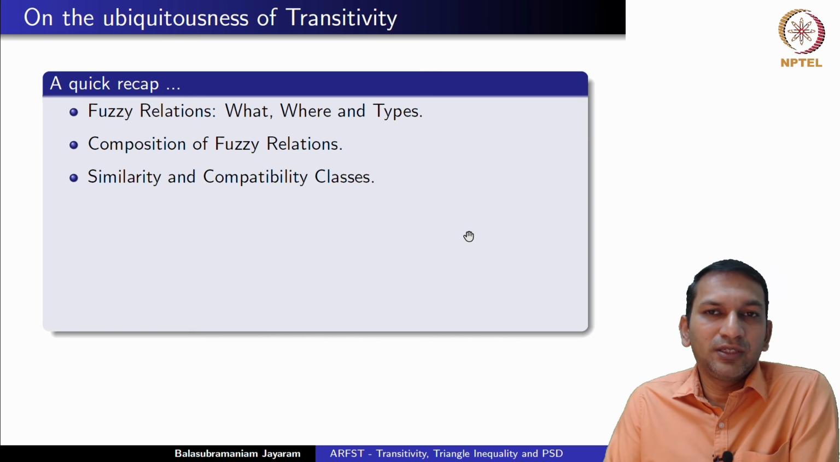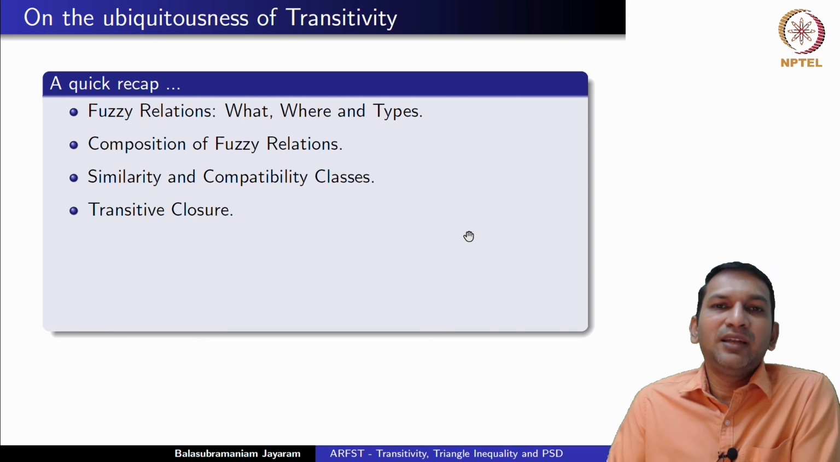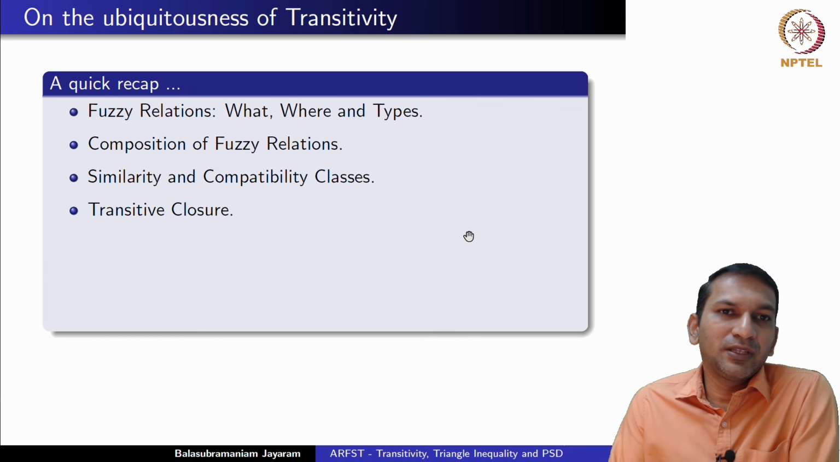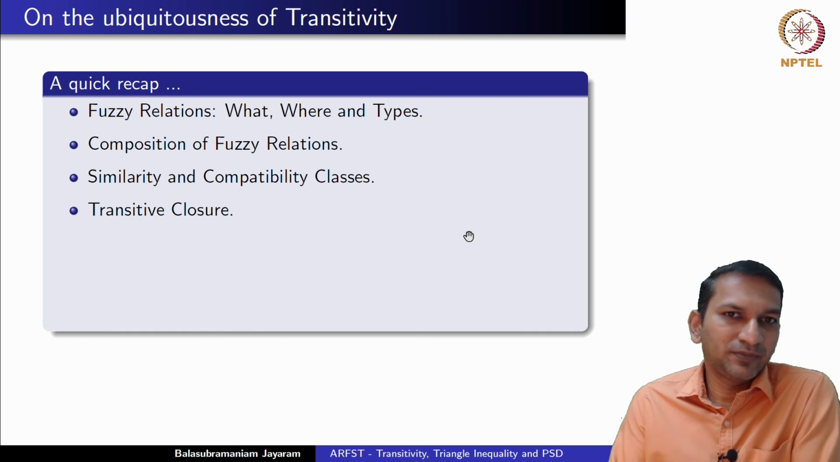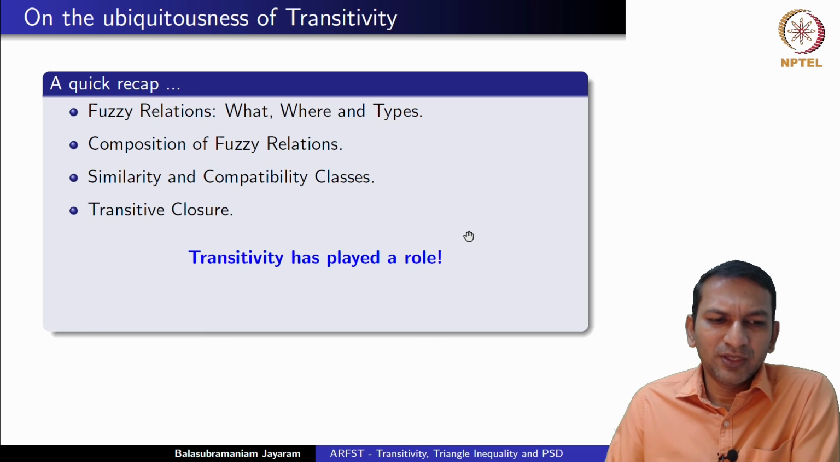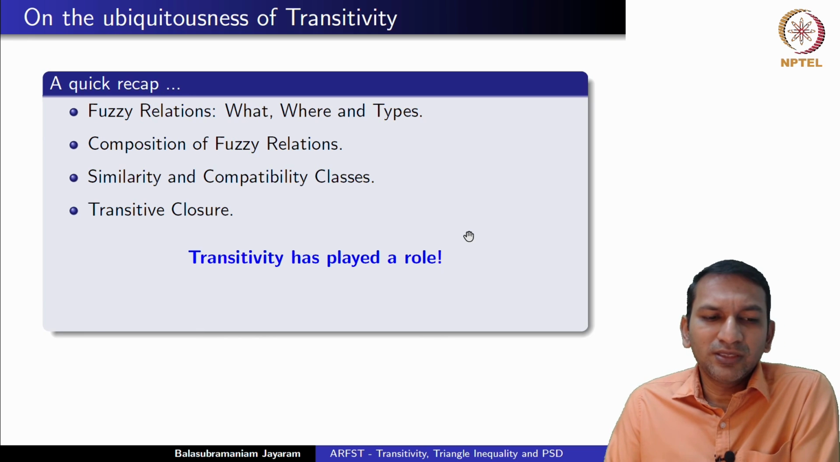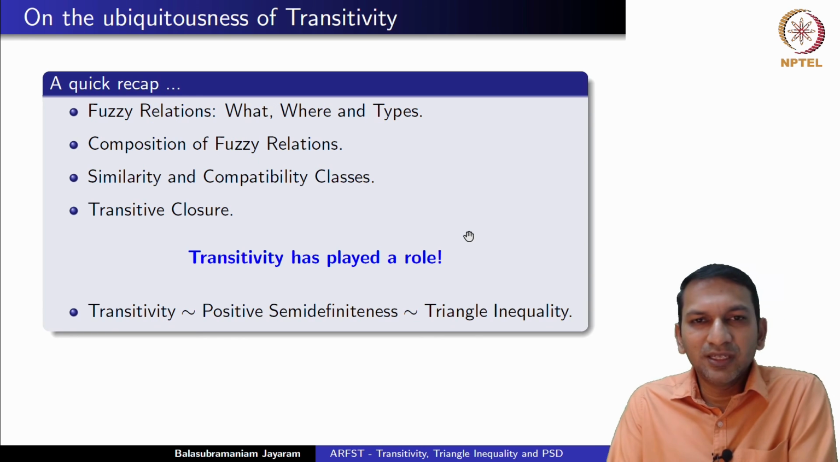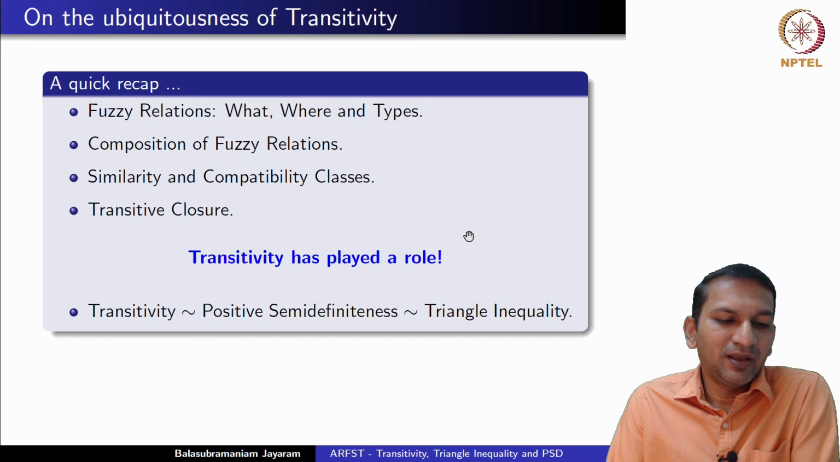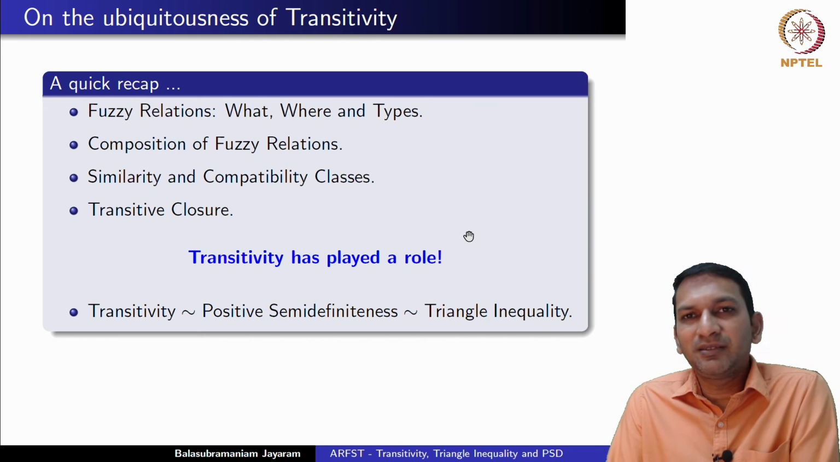When we discussed the utility of similarity and compatibility classes in getting groupings, again we saw the important role played by transitivity, which led us to come up with an algorithm to obtain transitive relations from given fuzzy relations. We came up with the concept of transitive closure and also looked at an algorithm to obtain it. So all of this has shown us the important role transitivity plays. And in this lecture, what we have seen is some correspondence between transitivity and positive semi-definiteness and triangle inequality.